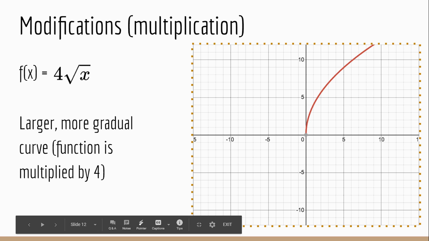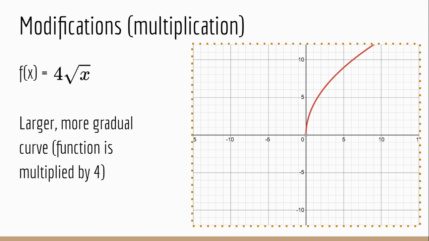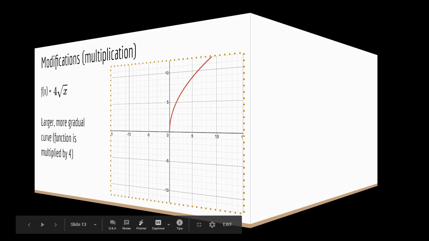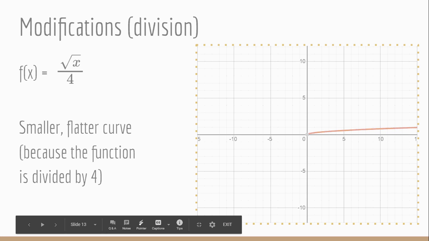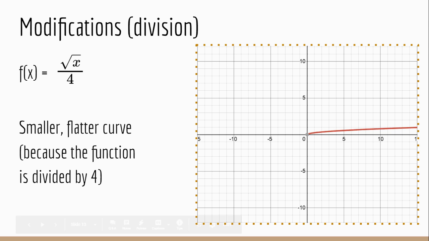So for multiplication, the value of the squared x is now multiplied by 4, so it has a larger, more gradual curve. Each point is multiplied by 4, so it's much larger. If you were to divide the function by 4, there would be a smaller, slimmer curve on the graph. Logically, it would be 1/4 of the function, so it would have to be smaller.